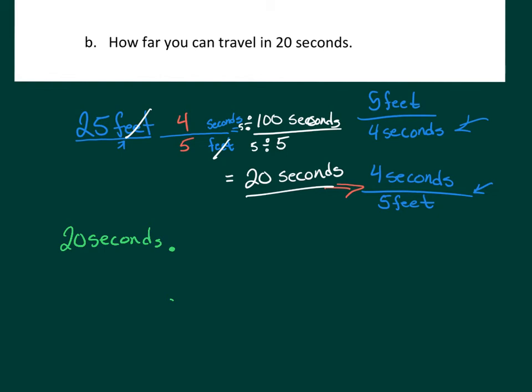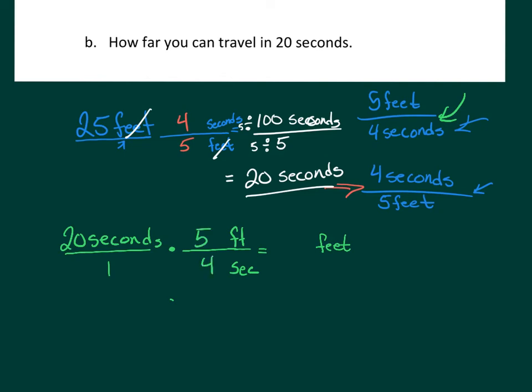And I'm going to be multiplying that by my rate. I want to know how far I can travel, so I'm going to want my feet as my answer. So I have seconds, and I want my seconds to cancel out. So this is in the numerator, and I'm going to put seconds, abbreviated, in the denominator, and I want feet in the numerator, so I know I'm going to want this ratio. So it's going to be 5 feet for every 4 seconds.